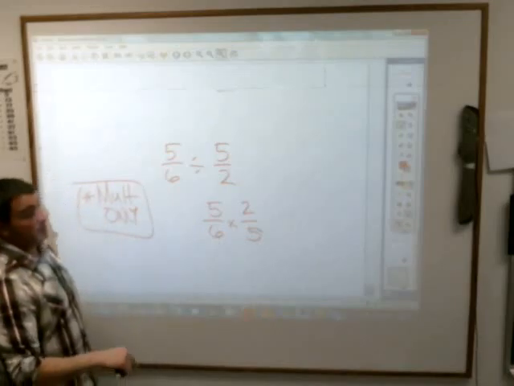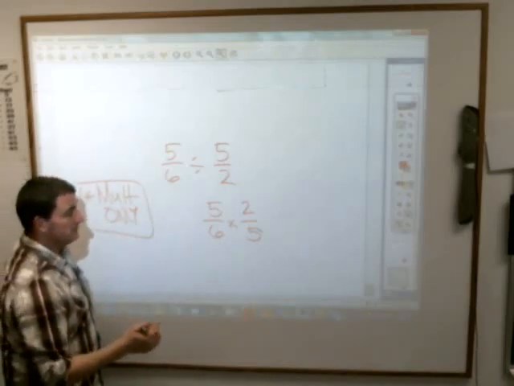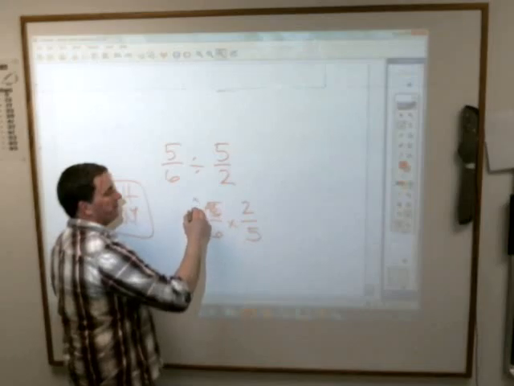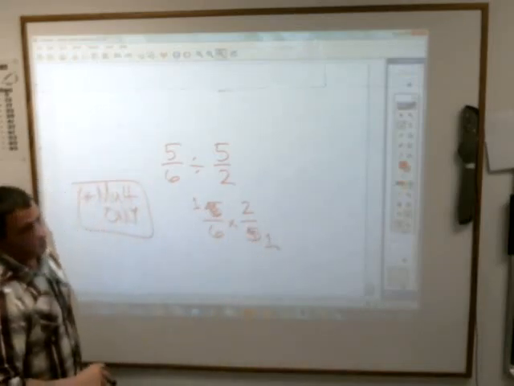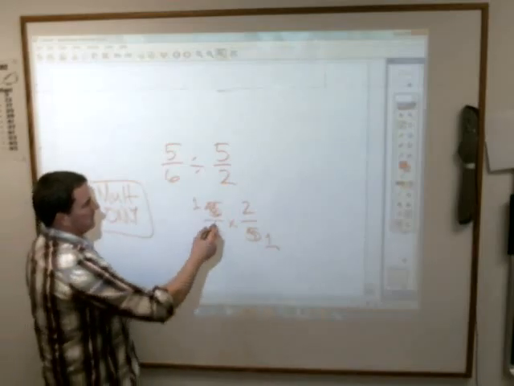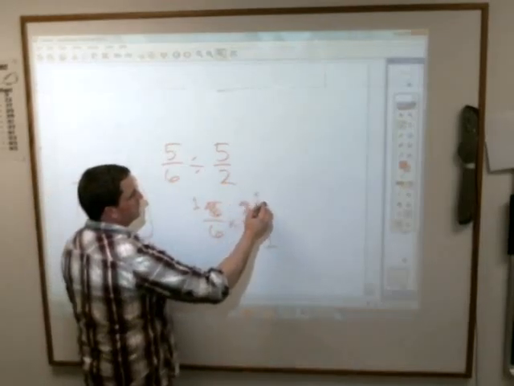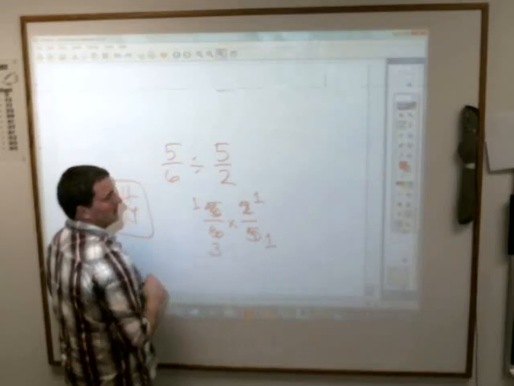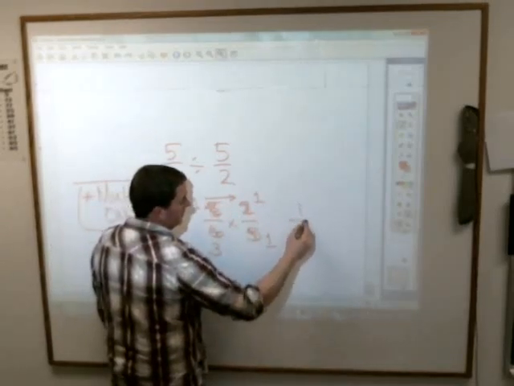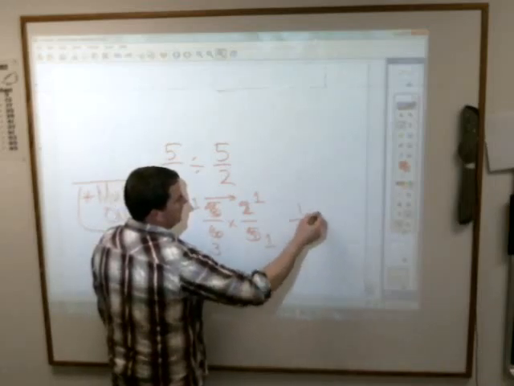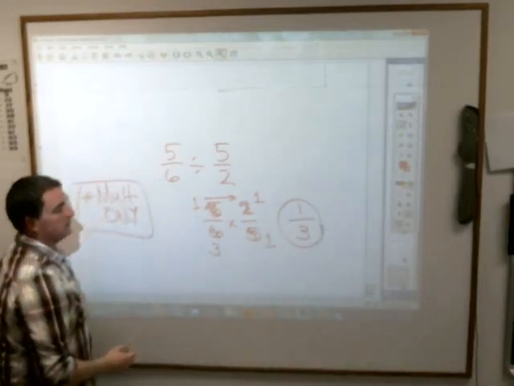What crosses out there? 5 and 5. Make sure you cross them off and leave a 1, because there's always going to be a 1 right there. What else crosses out there? 2 and 6. What number goes into them? 2. 2 goes into the 2 once, 2 goes into the 6 3 times. And then I'm just left with multiplying across. 1 times 1 is 1, and 3 times 1 is 3. 1/3 is your answer.